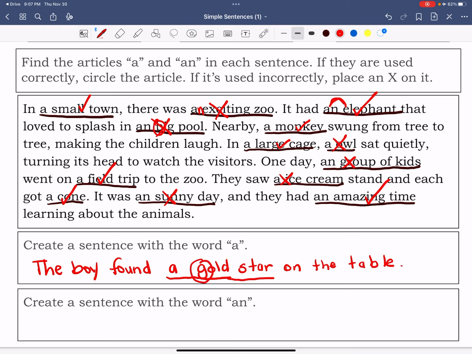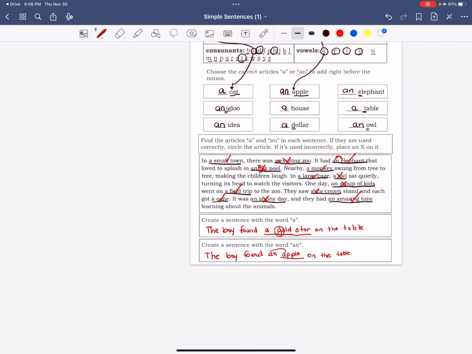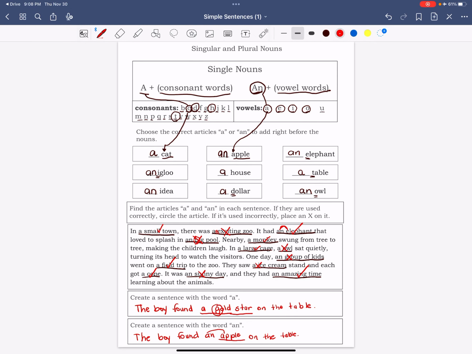Let's go ahead and write a sentence with the word an. The same sentence. The boy found an apple. An goes with the vowel, apple with the vowel A. The boy found an apple on the table. Okay, so I hope that helps you figure out when you use a and an.